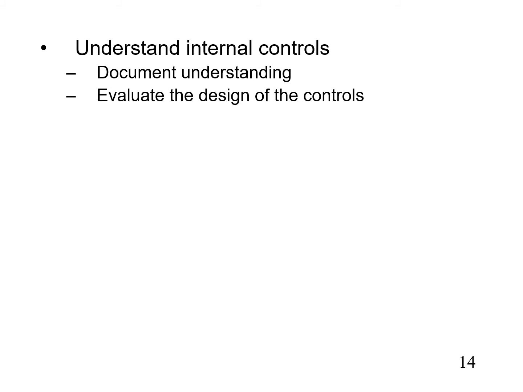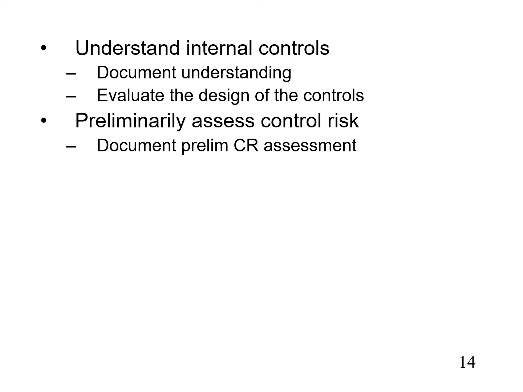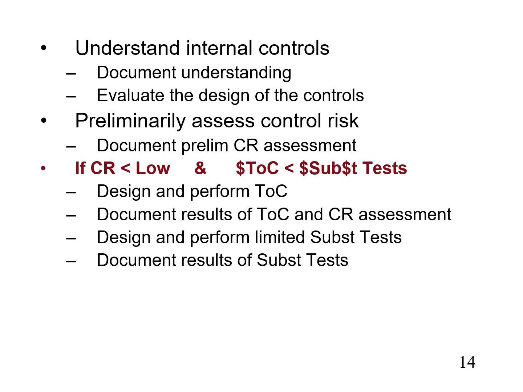Private company, we're required to obtain an understanding of the internal controls, document our understanding, evaluate the design of those controls, preliminarily assess control risk, document our preliminary control risk assessment. If control risk is low and tested controls are cheaper, then we're going to design and perform extensive test of controls, document the results of our test and controls and our final control risk assessment, design and perform limited substantive test. If the controls are effective, then we can limit the extent of our substantive testing and document the results of our substantive test.